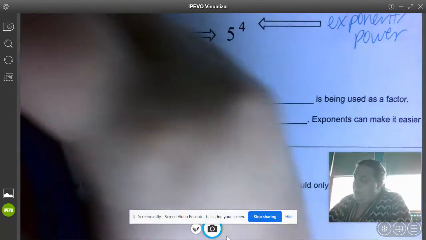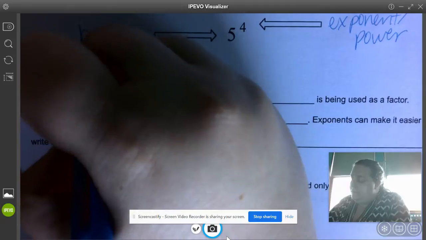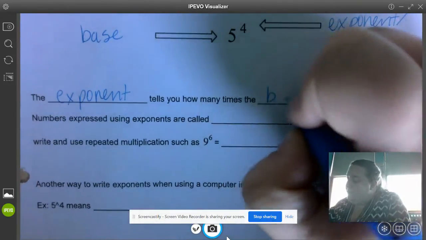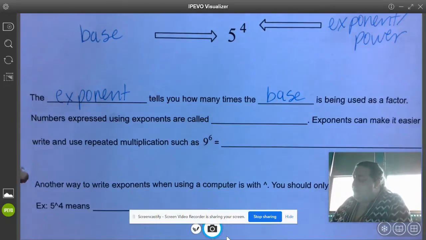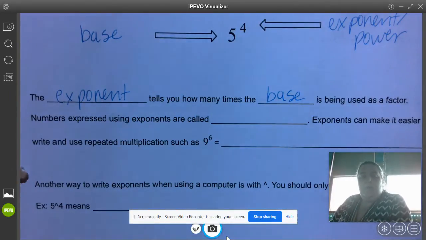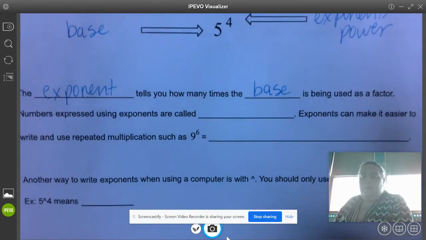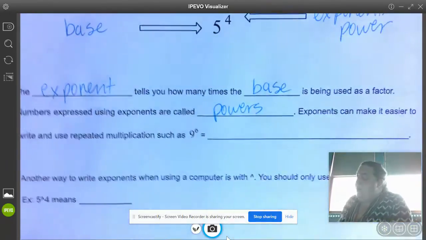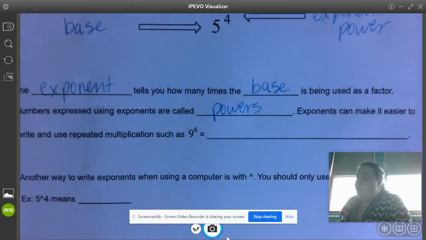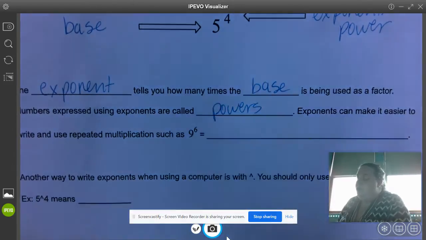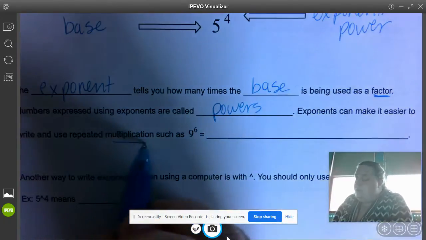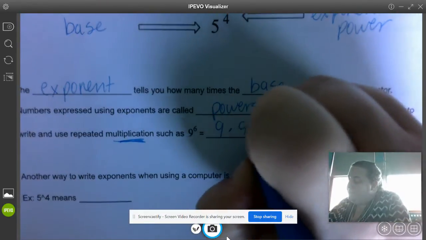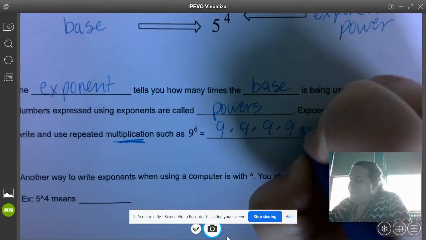The exponent tells you how many times the base is being used as a factor. Okay. Numbers expressed using exponents are called powers. Exponents can make it easier to write and use repeated multiplication. So factor means multiplication, means to multiply. So I can rewrite this as 9 times 9 times 9 times 9 times 9.